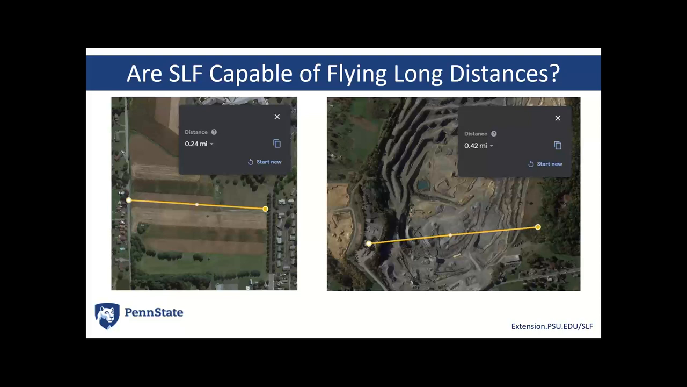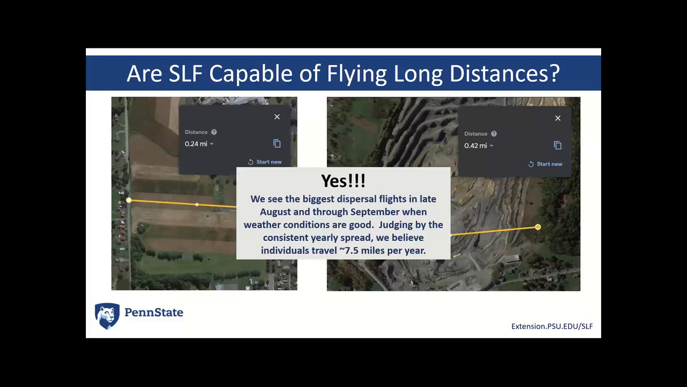And when you think about that, if they're able to do roughly half a mile in a single flight, it doesn't take many flights like that to get some distance. It tends to be more in September, not the first month of adulthood, but more into the second month of adulthood that we see these big dispersal flights. And judging on how I watched this spread from where it started, I believe that individuals are capable of moving about 7.5, maybe up to 10 miles a year. And we see it consistently with how it spread.